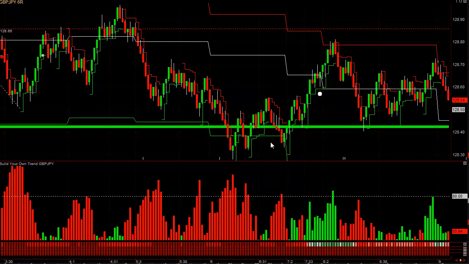Usually when that 3.0 band gets hit, you're going to get a multi, 10 to 50 pip counter trend move, which you can see happen here. Small profit, small profit, small profit, 20 pip profit if you just use the trailing stop to get out.